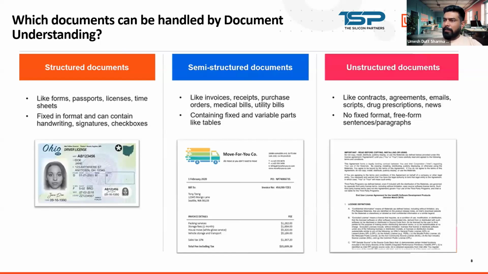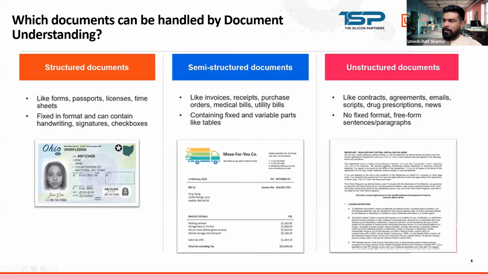Talking about the other document types, right? For semi-structured documents, we have invoices, receipts, purchase orders, medical bills, where the format is fixed for certain fields. The field name will remain the same, but the position might change, right? Such documents are considered semi-structured documents, and training is required for them if you need a better confidence score.